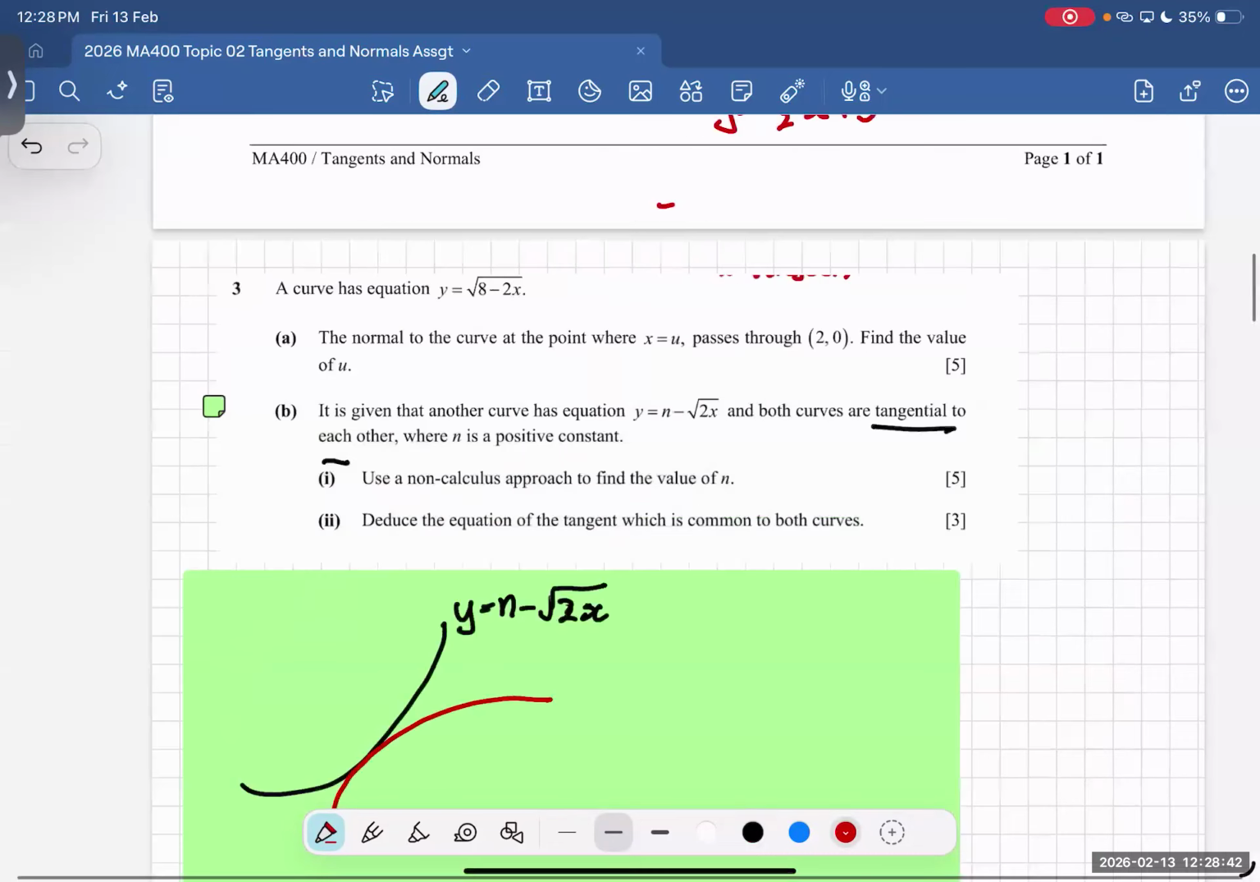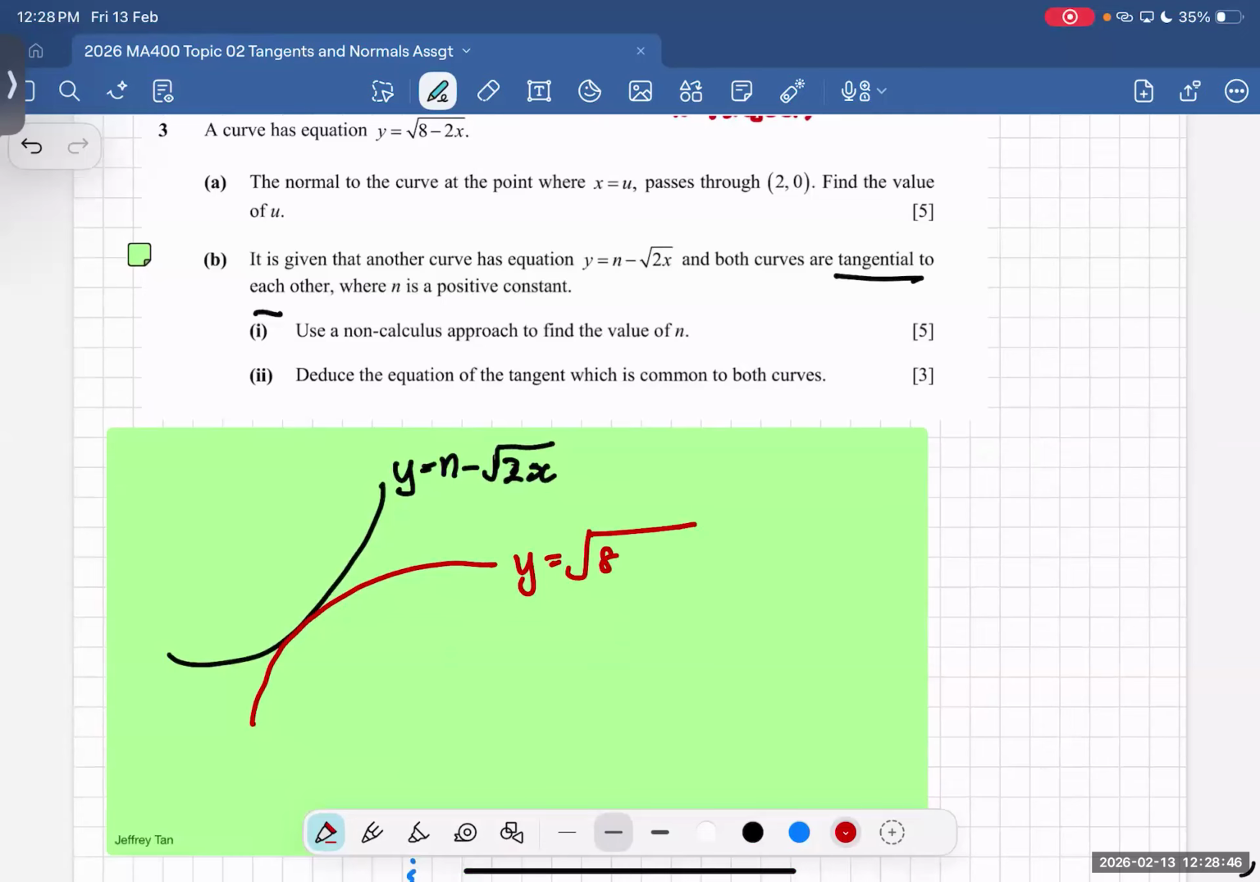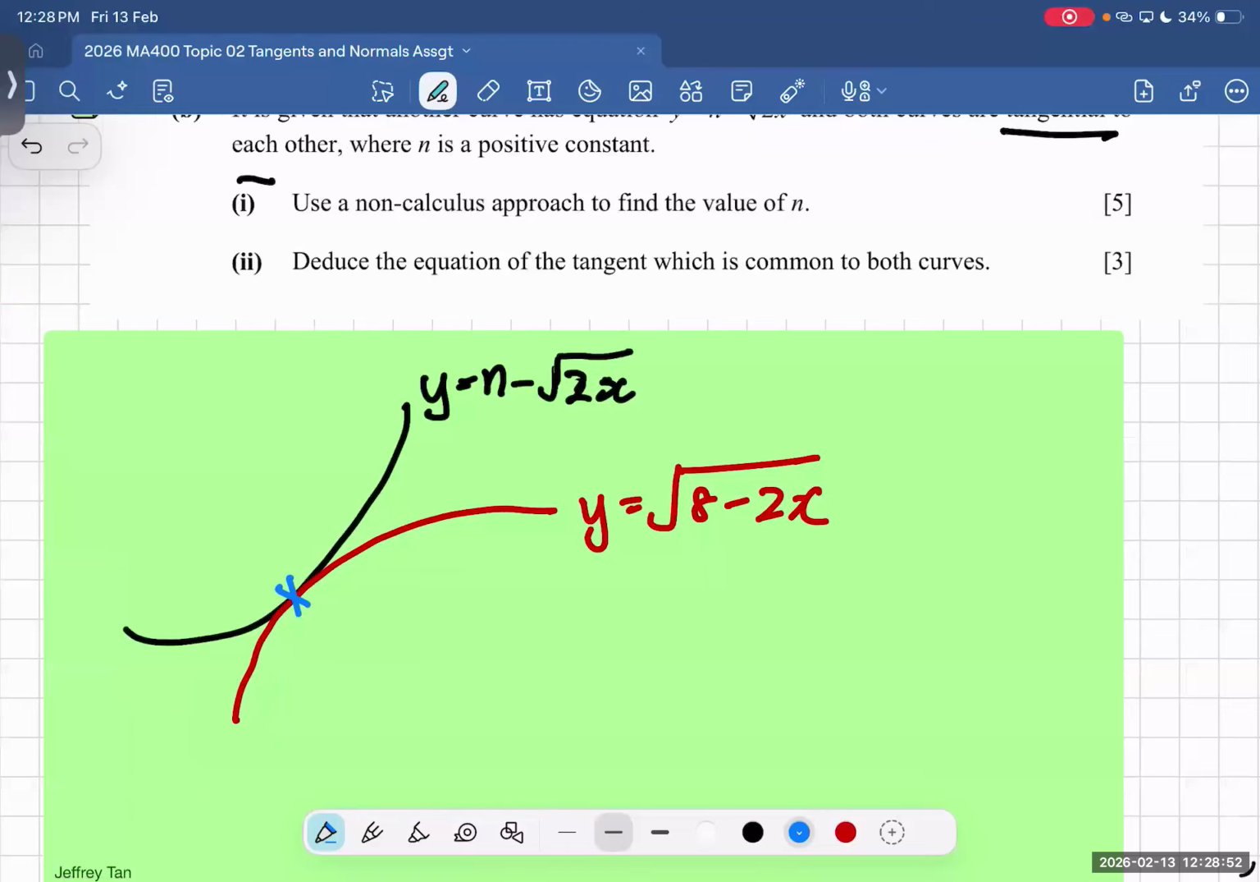Here, y equals 8 minus square root 2x. Okay, this is the curve. Yeah, this is the point. What is the point of intersection? One. So, I cannot solve that how.